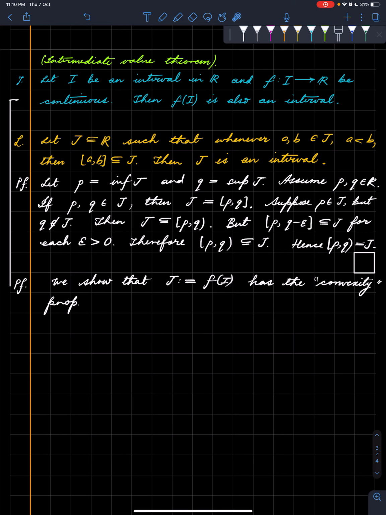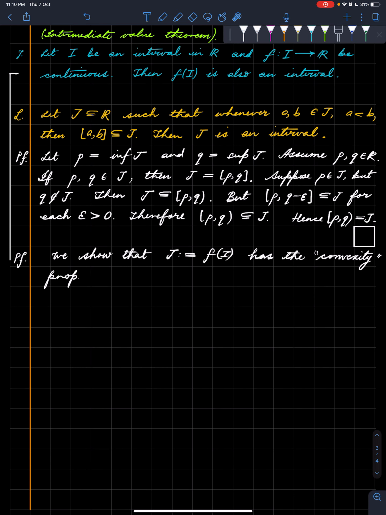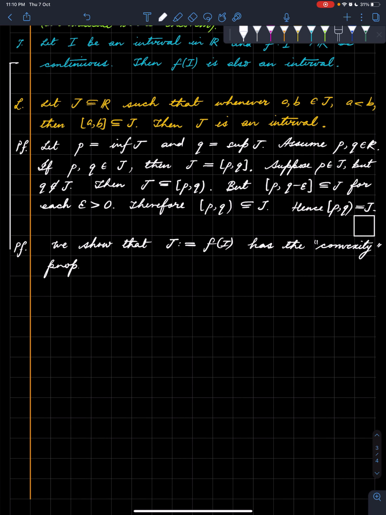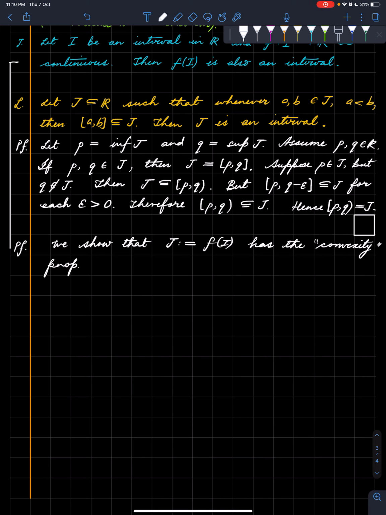What does that mean? That means this property, that whenever a, b are in J, then this whole closed interval is in J. So this is what we'll argue, but that is very simple, because suppose we have 2 points. This is some a and b, and let's say a is less than b. So these are in the image. Let's say this is C and D.